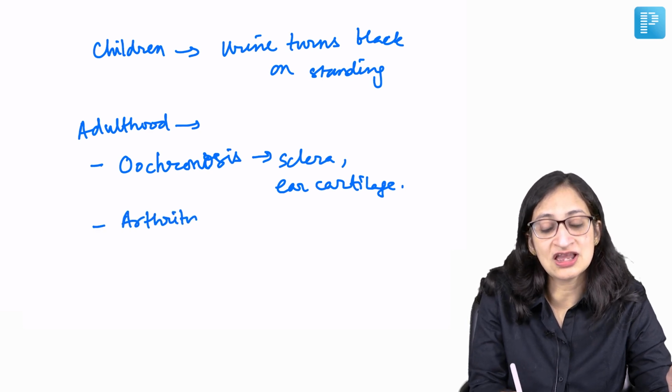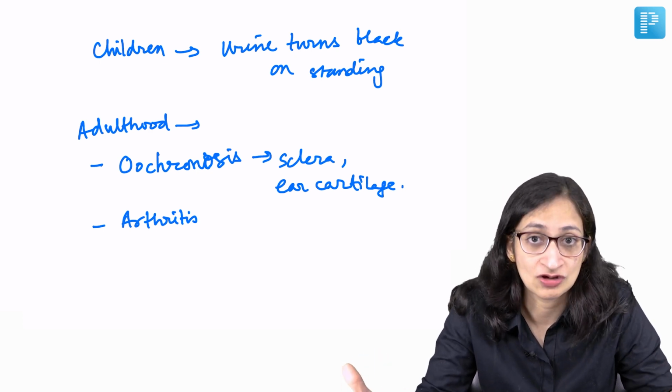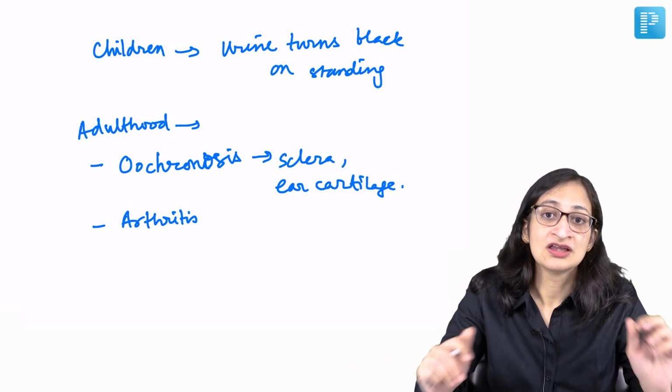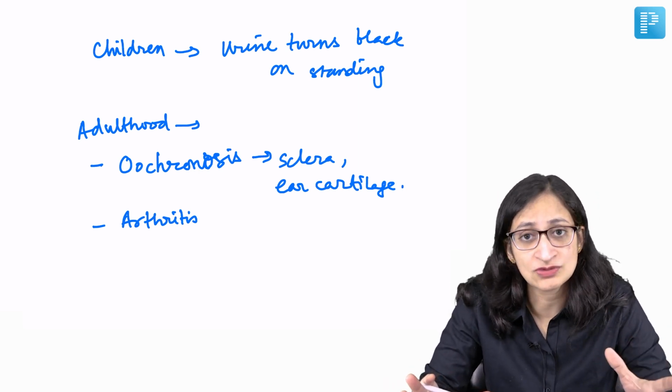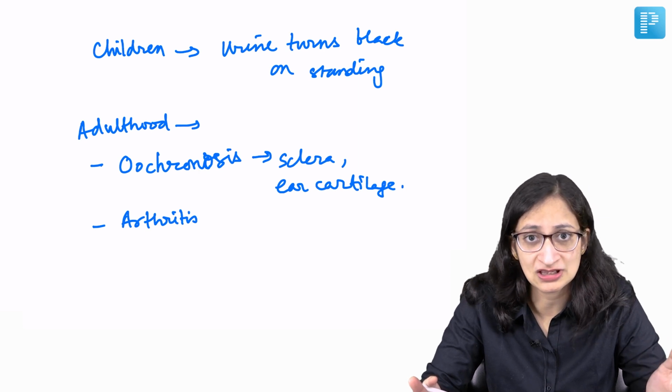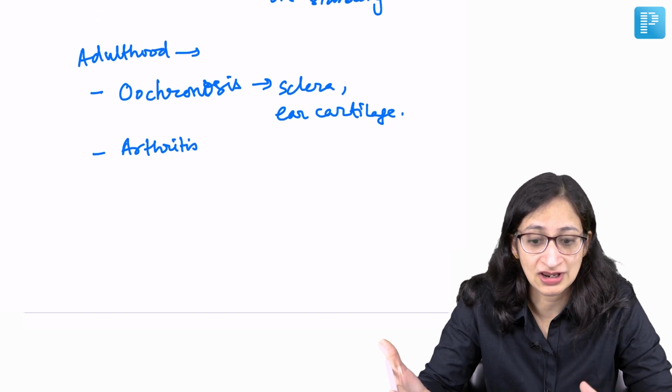And it typically has an osteoarthritis kind of picture even on imaging, on the x-rays, right? Now, apart from that, there can sometimes be deposition in the cardiac valves as well. Some degree of valvulitis might be there, okay? But these manifestations are seen in adulthood only, right?